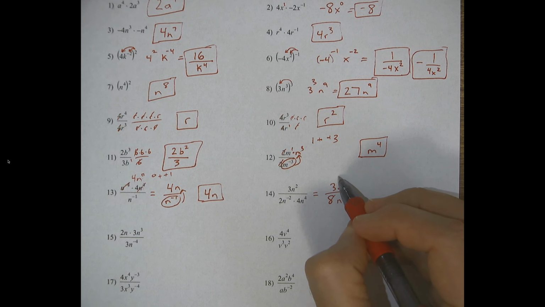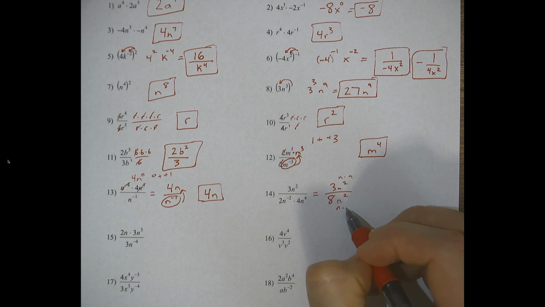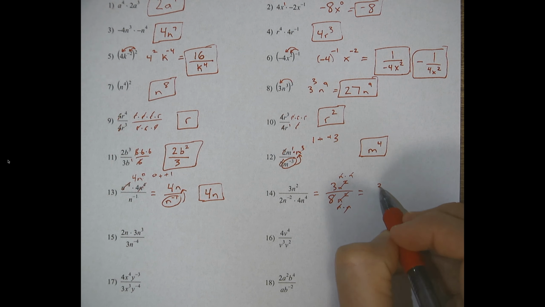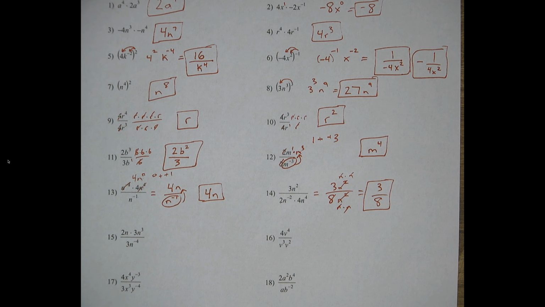Or basically, I have n times n to the second on both, and they're all going to cancel each other out. Anything over itself is going to cancel. So final answer here is just 3/8. All of the n's cancel out.